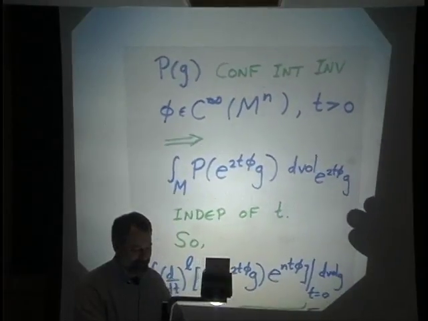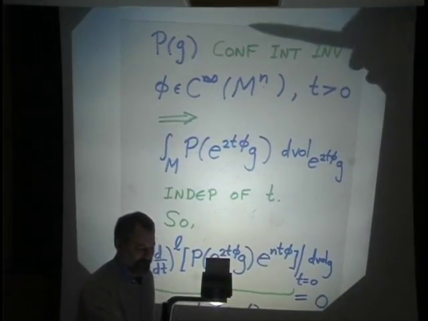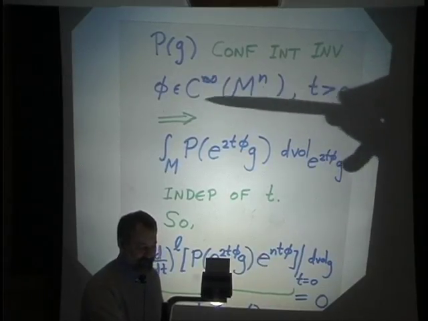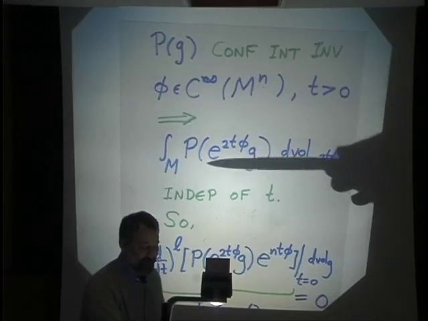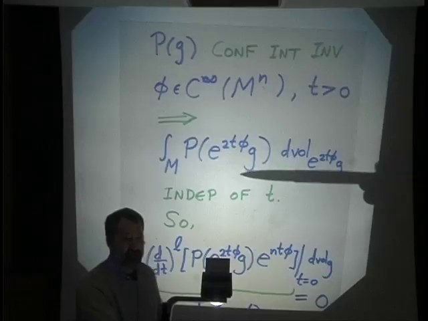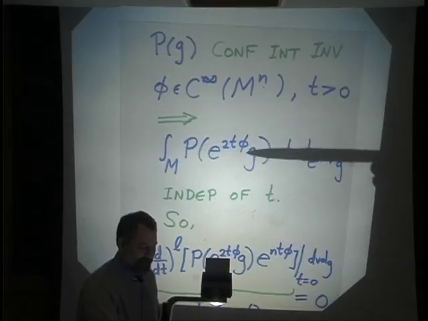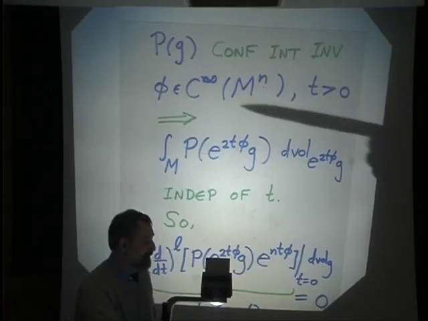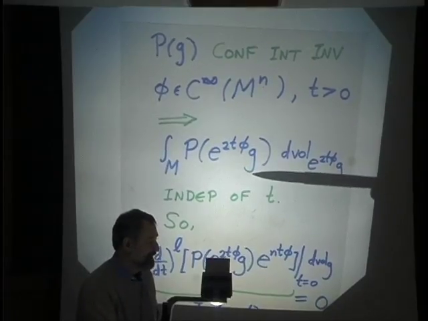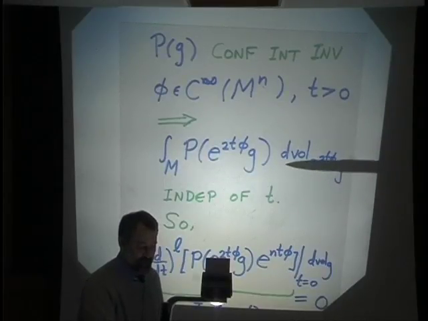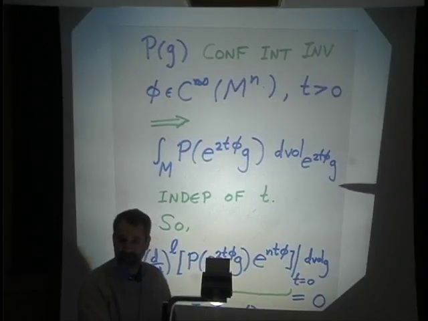So we have P, a conformal integral invariant. Let's make a conformal deformation using a function phi in C infinity. But instead of making the conformal deformation with a factor e to the phi or e to the 2 phi, let's introduce a real parameter t, and let's look at the metric e to the 2t phi g. So t is a real number, phi is a function, and this is the conformal deformation we're going to look at. And of course, we're going to be integrating this invariant with respect to the volume element for the conformally deformed metric. So this depends on t.